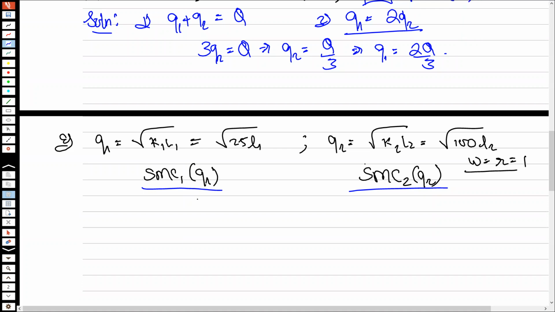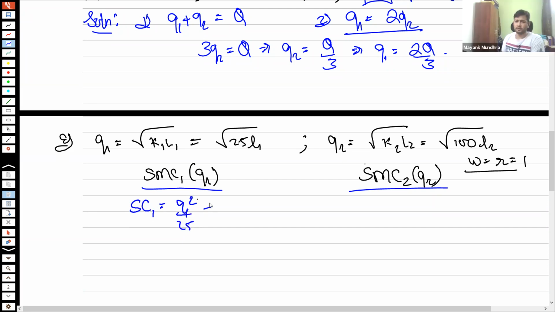So is short-run cost 1 equal to Q1 square by 25 plus 25? That is the short-run cost, not the marginal cost. The short-run cost is Q1 square by 25 plus 25. Yeah, so the marginal cost will be 2Q1 by 25.